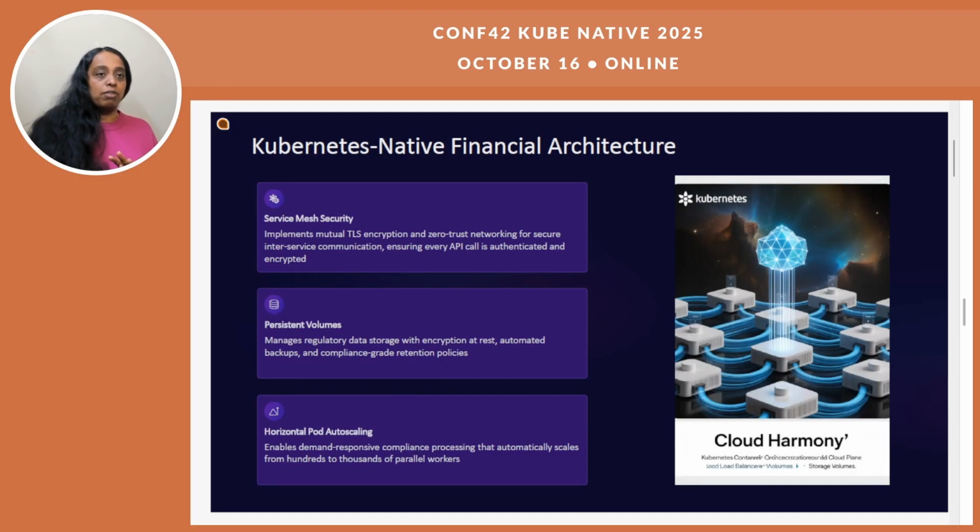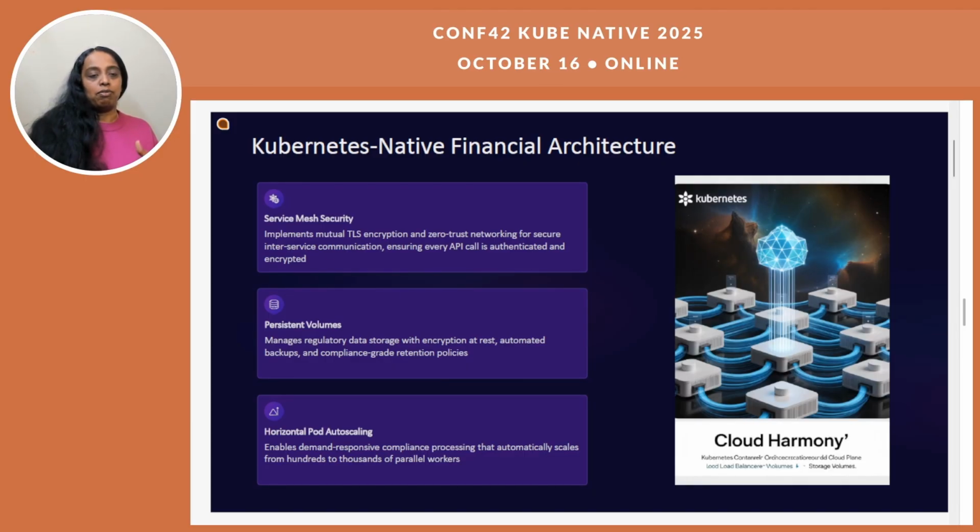So, modern financial institutions leverage Kubernetes to orchestrate complex compliance workflows, which are distributed across microservice architectures. The containerized approach fundamentally transforms how financial systems operate, enabling elastic scaling during peak regulatory reporting periods, seamless deployment and versioning of machine learning models, and fault tolerant processing of highly sensitive financial data that is geographically distributed.